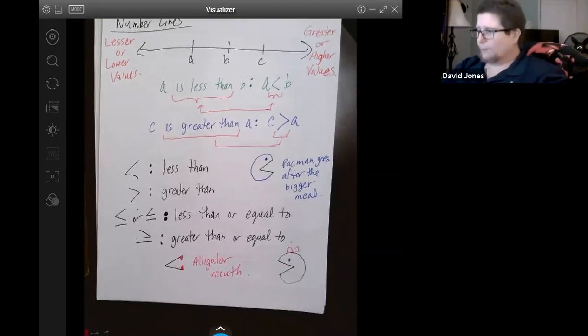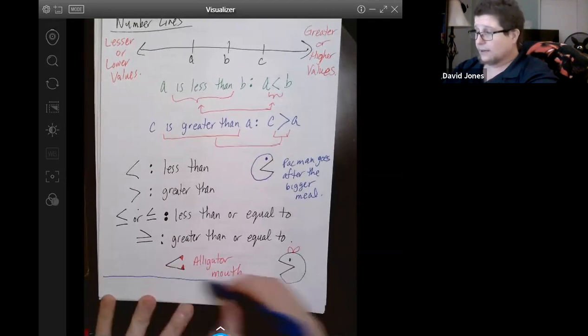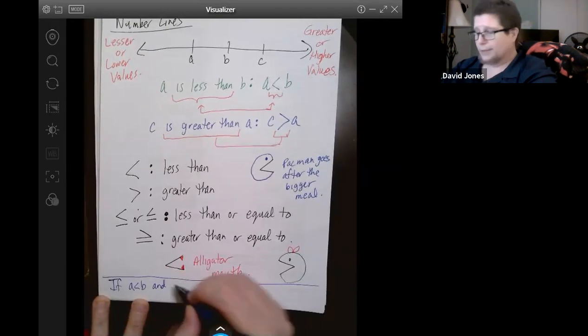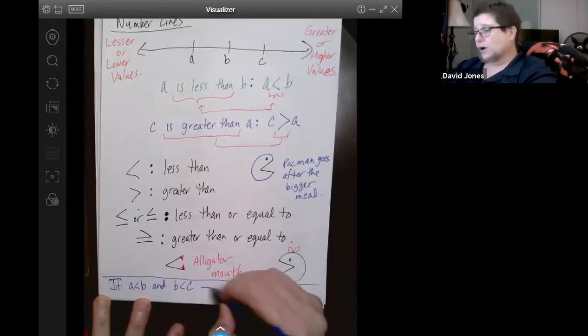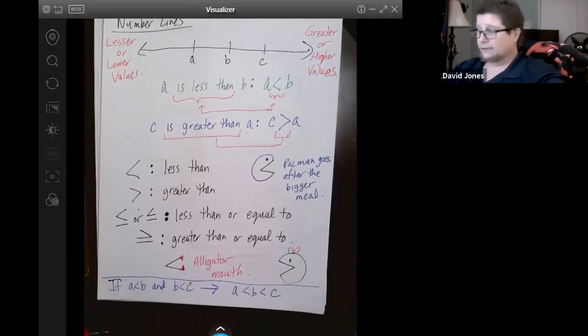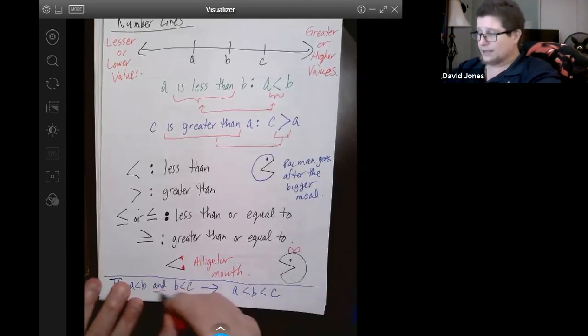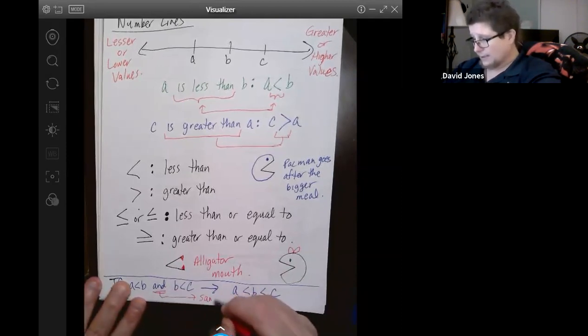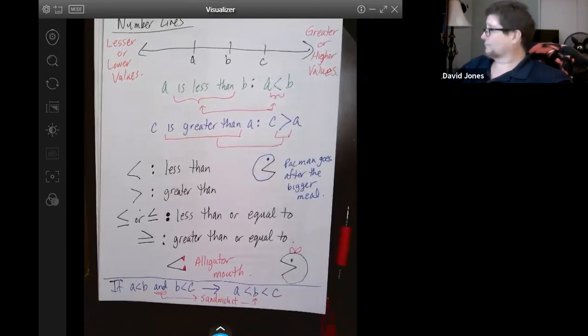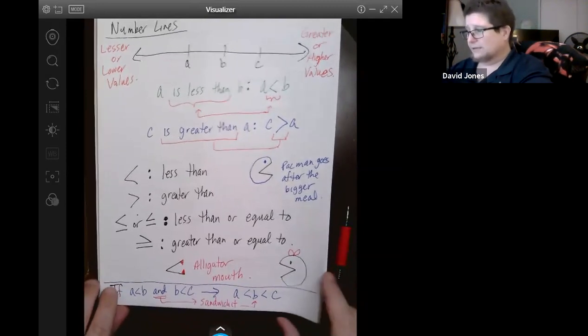So if we have one more thing in this area, if A is less than B and B is less than C, we can write this as A is less than B is less than C. And we can sandwich it. Almost done. Bear with me. Okay.